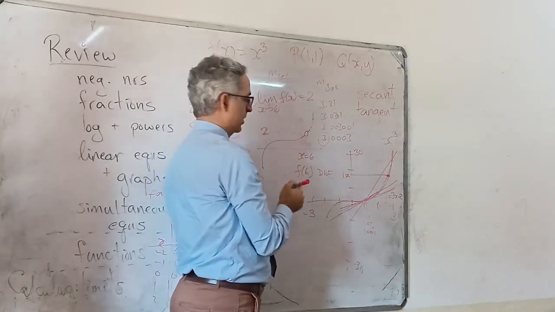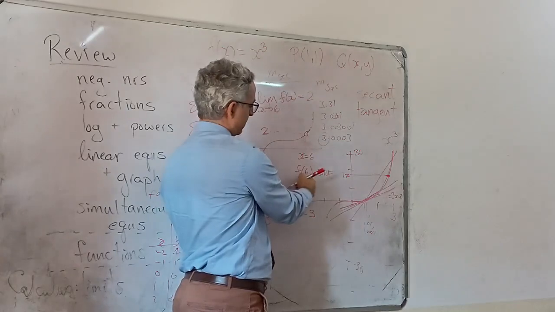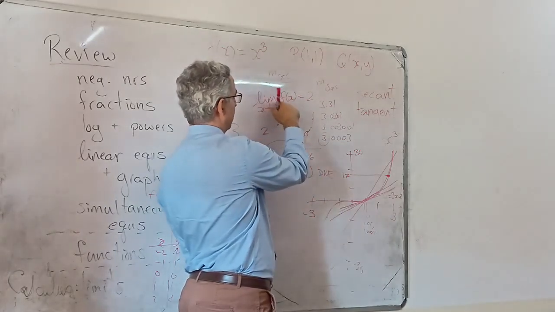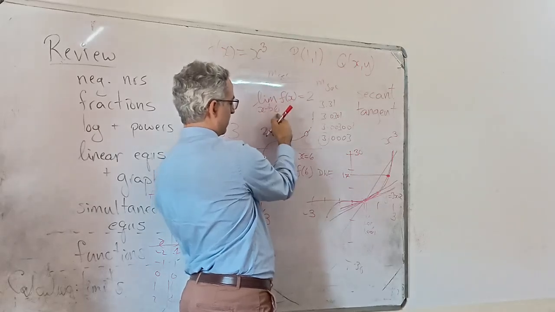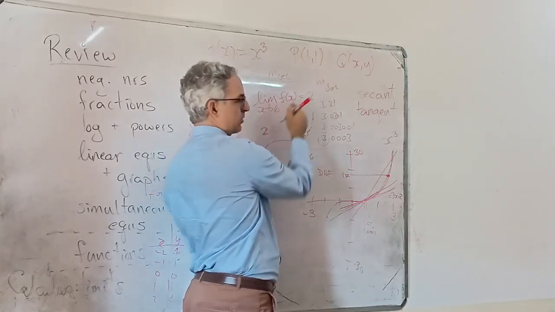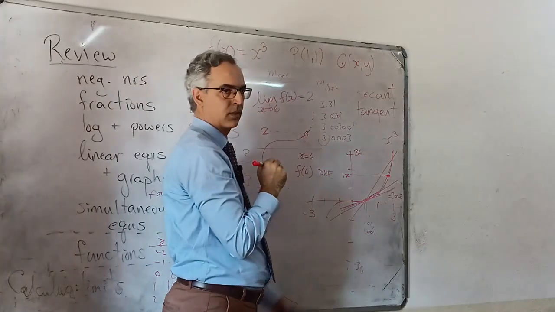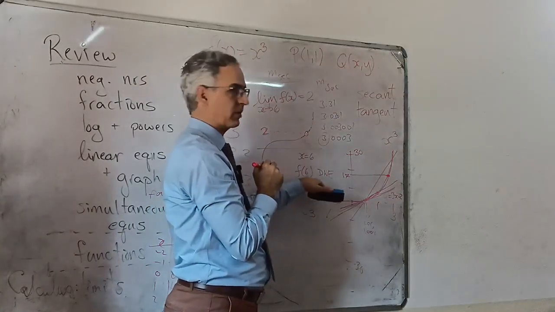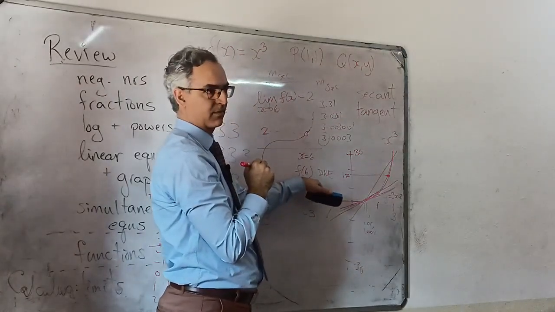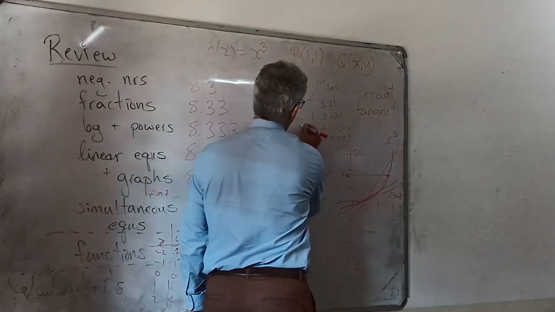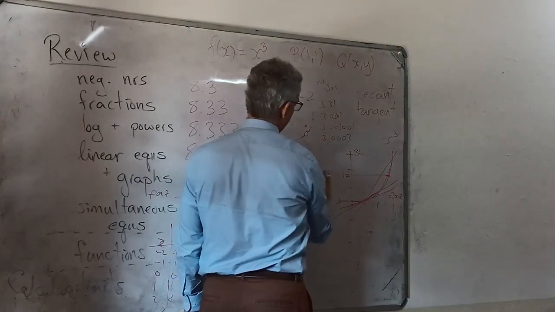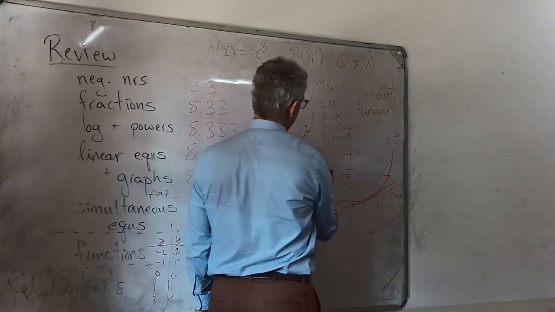f of 6 does not exist, but the limit of f of x as x approaches 6 is equal to 2. So you can have a limit without having the function value, or you could even have the function value as something else. You could say f of 6 equals 3, but the limit is still 2.